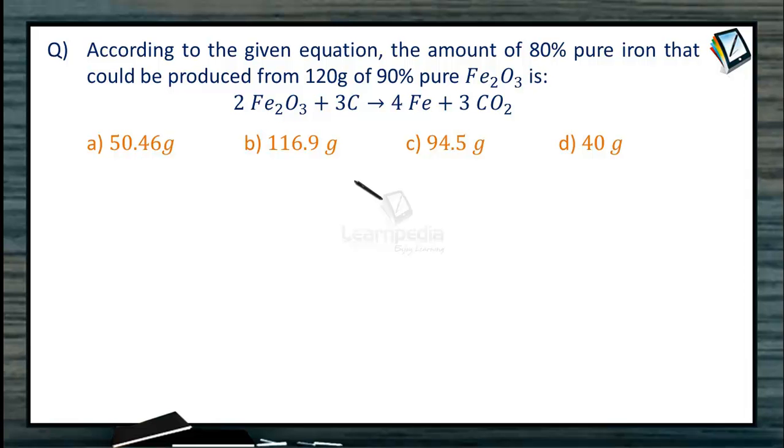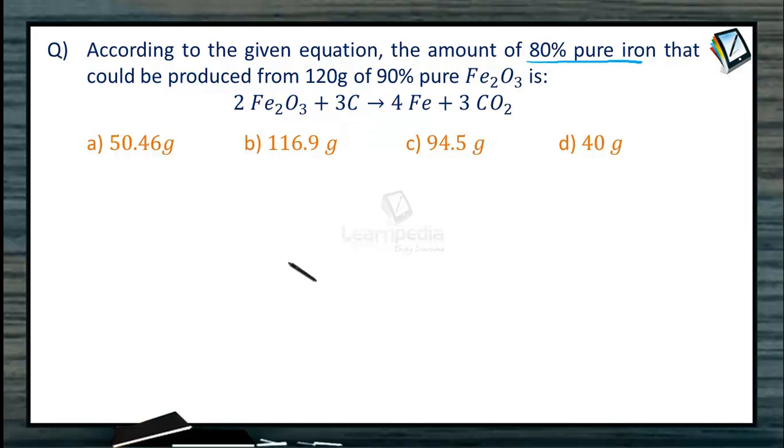This pattern of numerical is very important for entrance examinations. This model numerical is very important for objective pattern exams when they give percentage purity of the substances. When they are not giving percentage purity, the numerical is very easy. When they give some percentage purity, definitely it involves a lot of calculation.